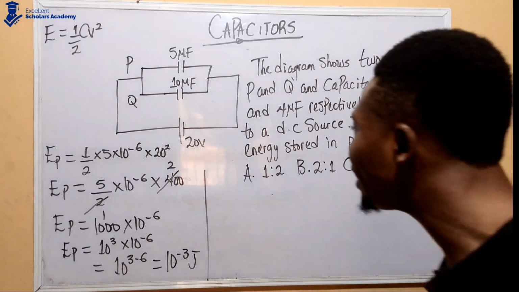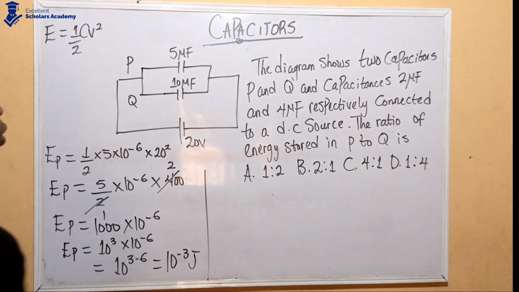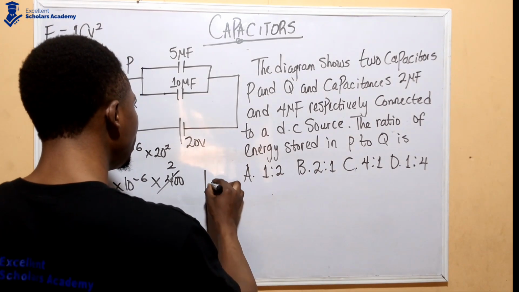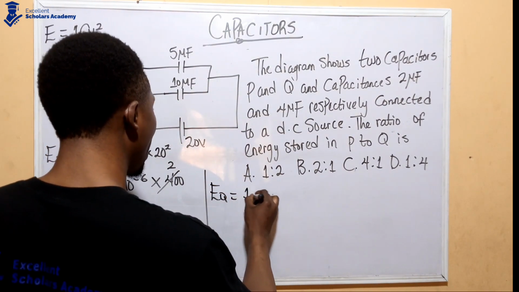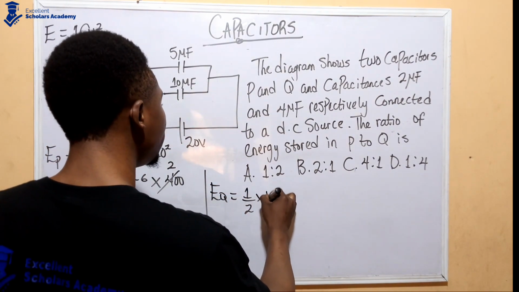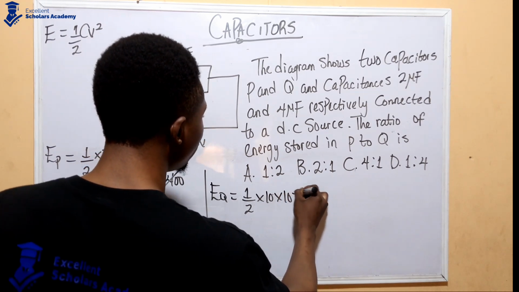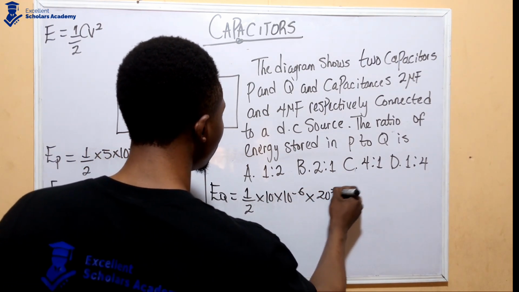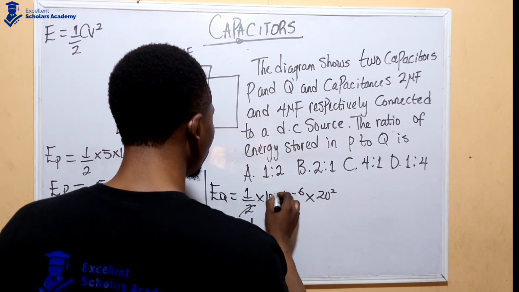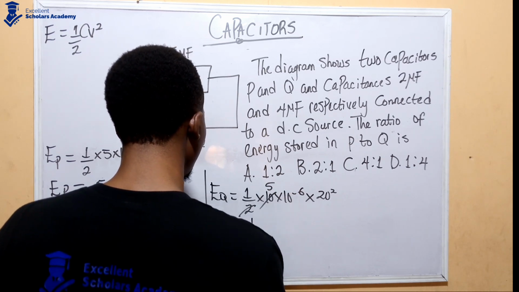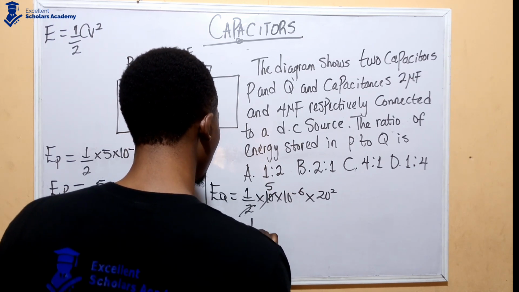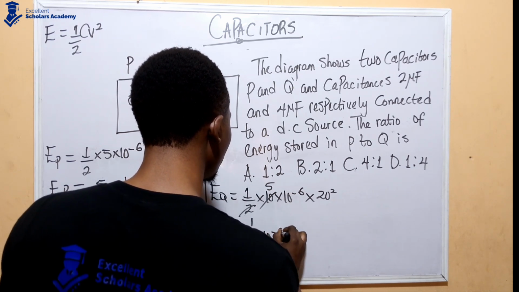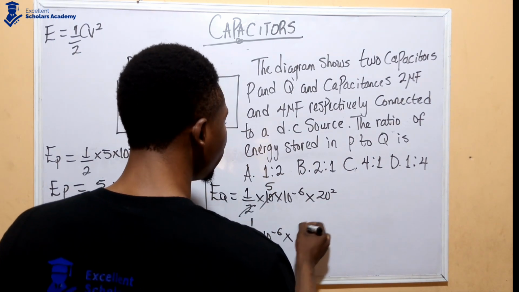Now let's get the energy stored in capacitor Q. So EQ is going to be equal to half multiplied by 10 times 10 to the power of minus 6 multiplied by 20 squared. So this is going to be 2 here, 1, 2 here, 5. So EQ is equal to 5 times 10 to the power of minus 6 multiplied by 20 squared.